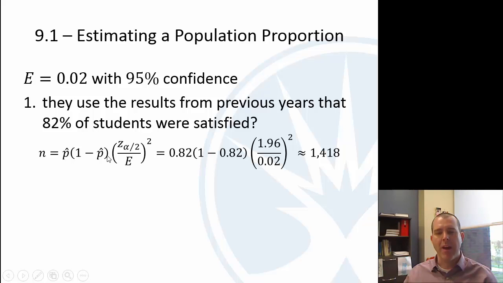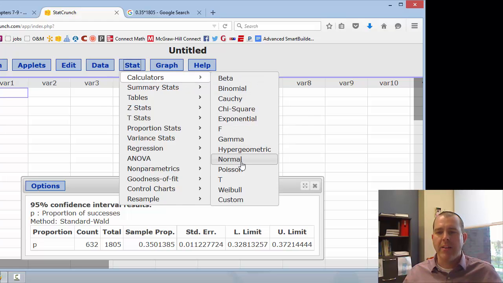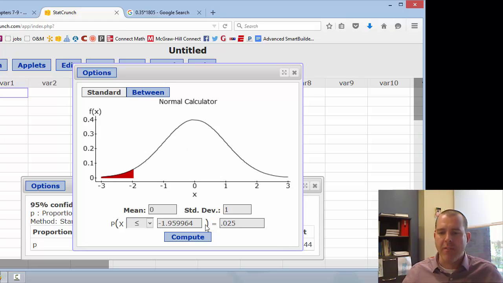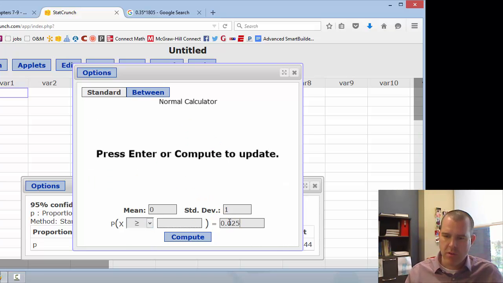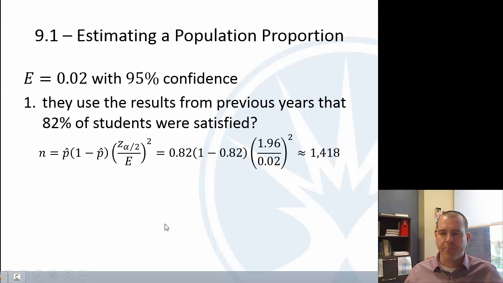So we have p hat times 1 minus p hat times z alpha over 2 all over e squared. And this z alpha over 2, you recall, we've got alpha is 5%. So that's the area in the tails. Let me go over to StatCrunch. And so what we want then is half of that on the right. So we would do half of that, 0.025, and that gives us this z. Actually, that was the one on the left. Of course, to the right, it's just the opposite of it. So there's 1.96. So that's that z.